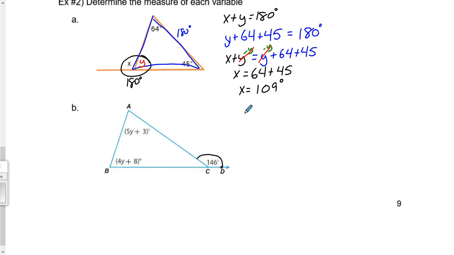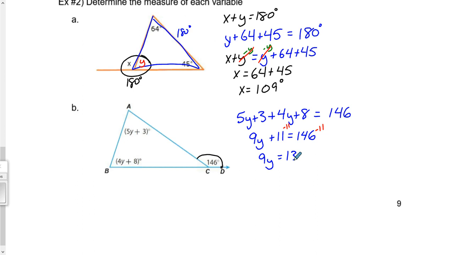So if we do this question, we can say that 5y add 3, adding 4y add 8, would actually equal 146 degrees. And further, we can combine our like terms. And just keep on going. Subtract our 11. 9y would equal 135. Dividing by the 9. Y equals 15. There's our variable.